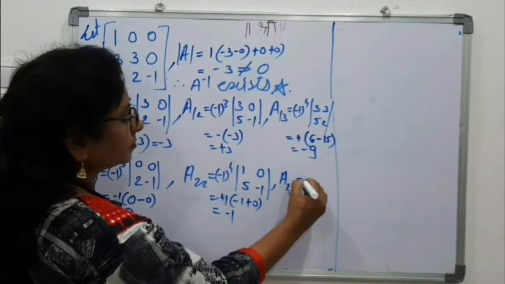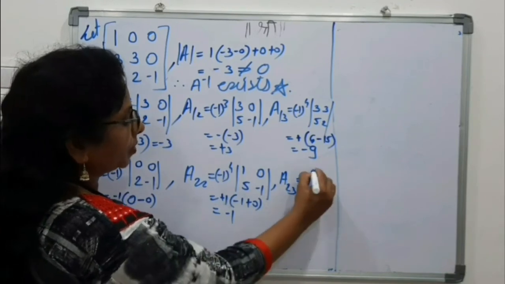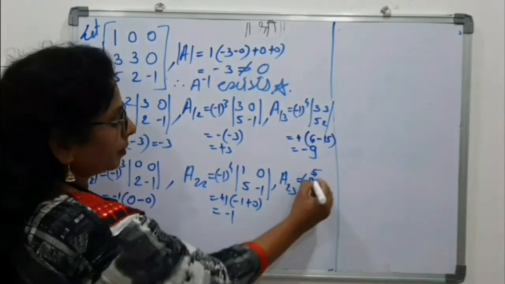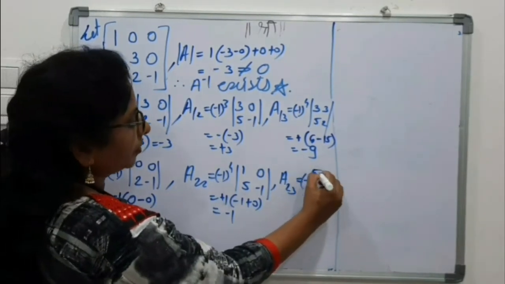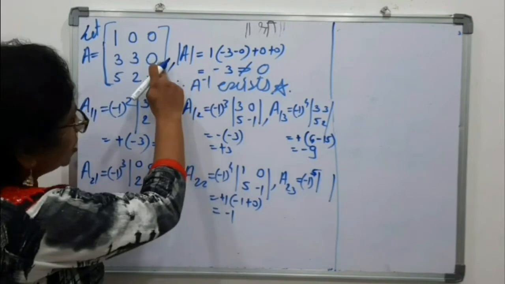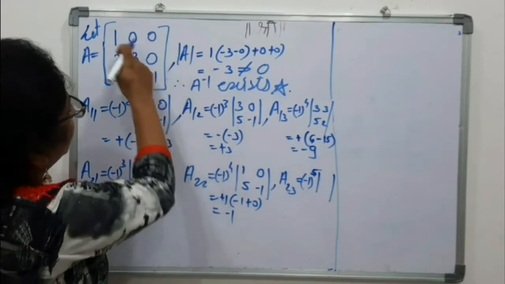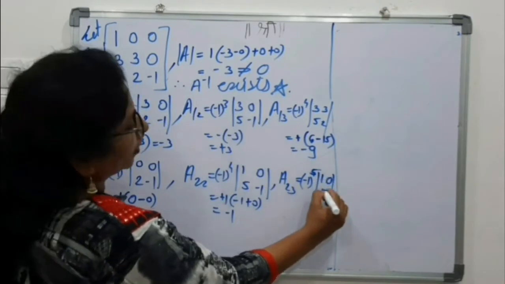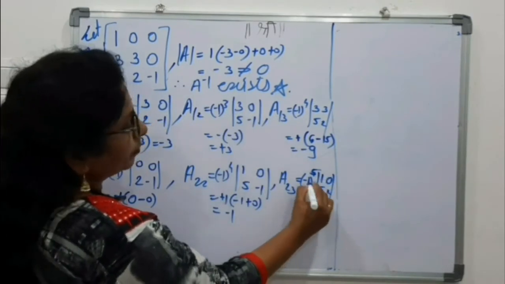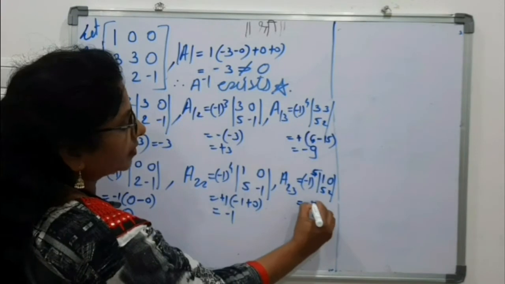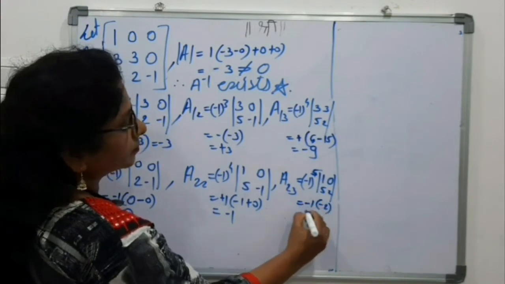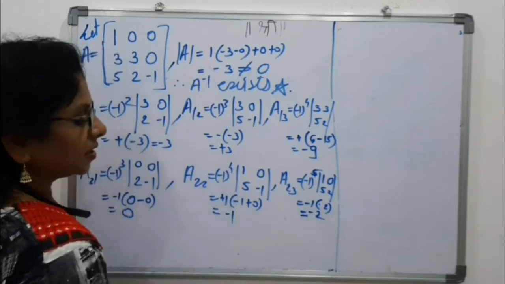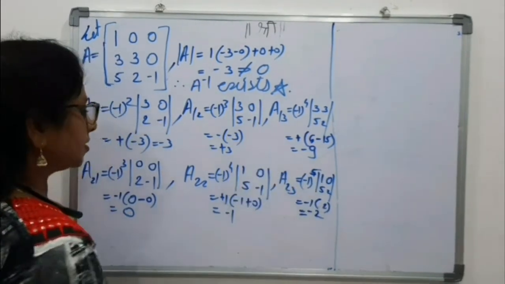A23, minus 1 to the power 5 in determinant. So this is the element. Hide this column and this row. What remains? 1, 0, 5, 2. Power odd, so minus, plus 2. Simply minus 2 is the answer for this cofactor.